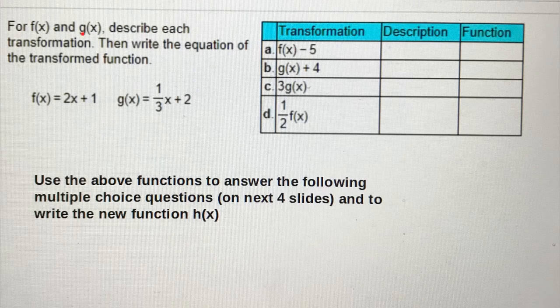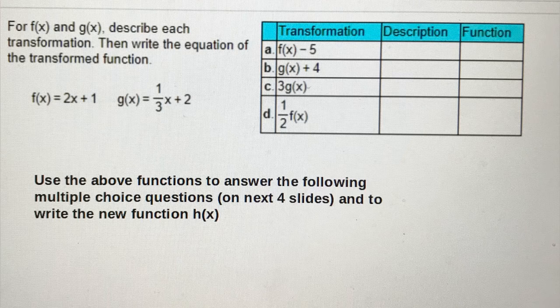Okay, for f of x and g of x, describe each transformation, then write the equation of the transformed function. So this is f of x, it's 2x plus 1. G of x is this thing, okay? So let's focus on row A, f of x minus 5.